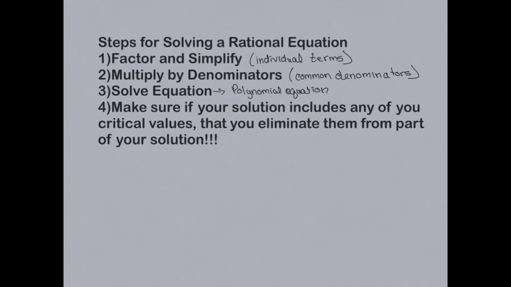And then finally, make sure that if your solution includes any of your critical values, you eliminate them from your solution, so you don't include them as your final answer. So just to go over it again, steps for solving rational equations: you want to factor and simplify the individual terms. Then you want to multiply by the common denominator, and then you want to solve the now created polynomial equation, and you want to make sure that if your solutions include any of your critical values, you eliminate them from your final solution.